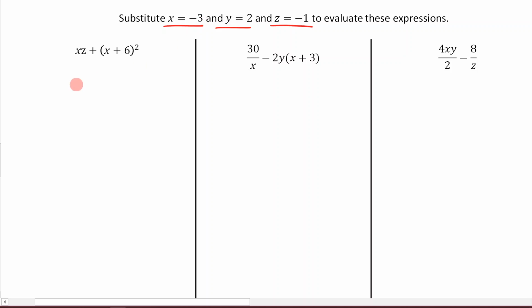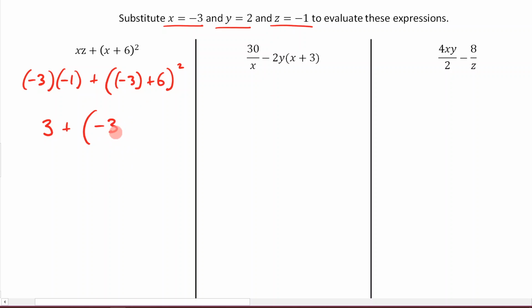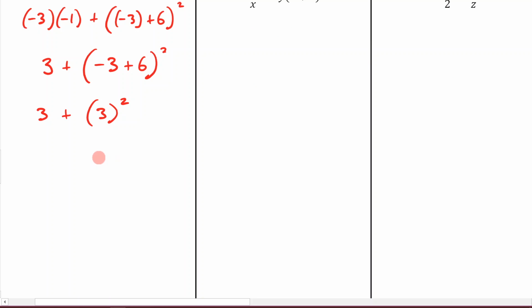So x is negative 3, z is negative 1, plus x is negative 3, plus 6, and then I'm squaring that. Now negative 3 times negative 1. I'm multiplying two negative numbers there, so my outcome is going to be positive, plus, now here is just negative 3 plus 6 squared. Negative 3 plus 6 is going to be positive 3 squared, and 3 squared is 9. 9 plus 3 is going to be 12. So my answer to that one is going to be 12.